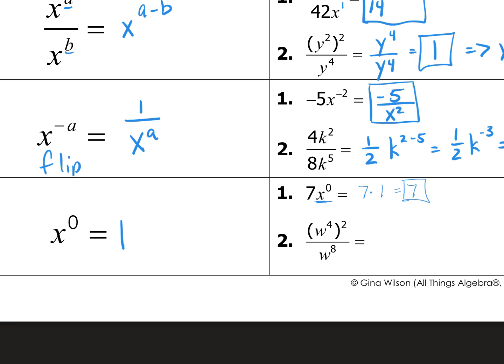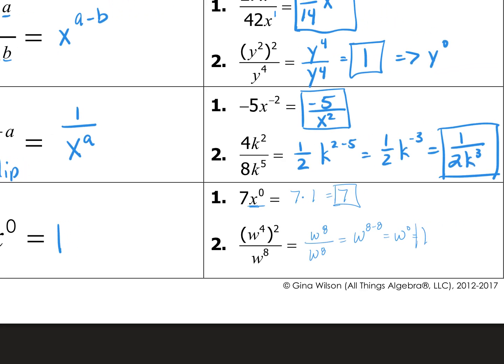And then again, kind of going back to our power rule, we have to simplify the top. W to the fourth raised to the second power is the same thing as W to the eighth. And we know from our example above that this is the same as 8 minus 8, which equals W to the 0, which is equal to 1. All right, that is our final example.